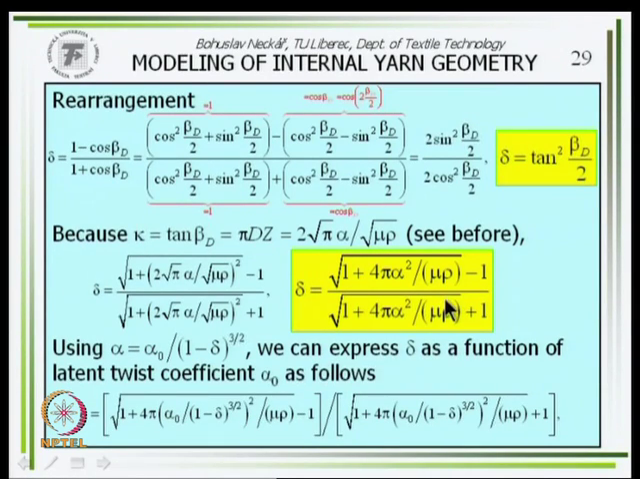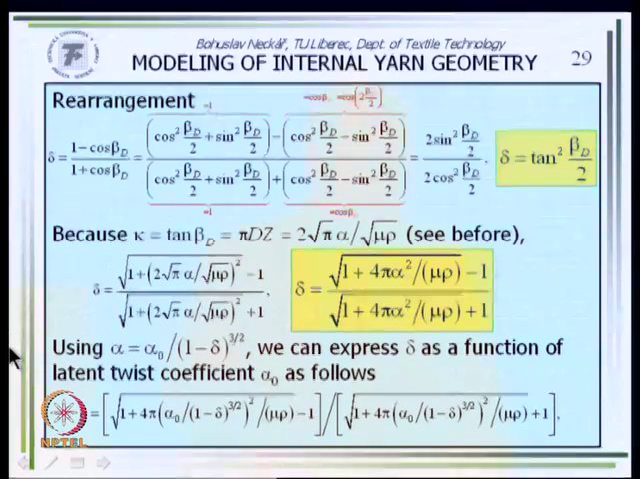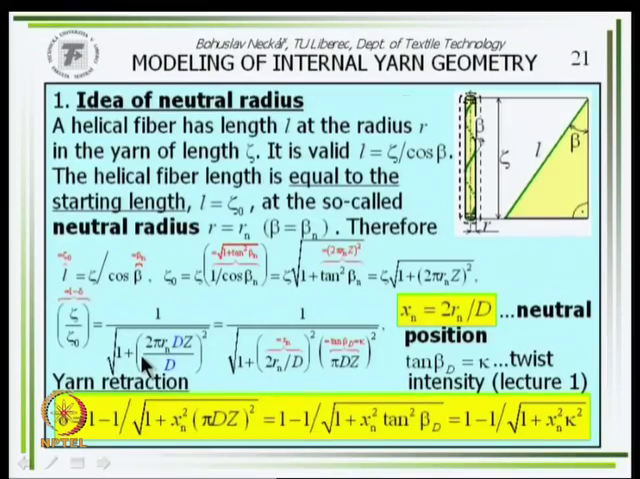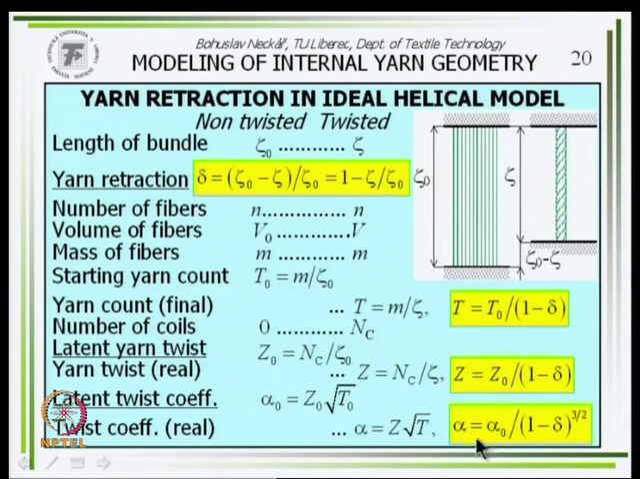More interesting will be to express the yarn retraction as a function of the latent twist coefficient related to starting lengths, where Z, twist, and the count are related to starting values. Let's remember it. We know, or it was shown a lot of pages back, that alpha is alpha 0 by 1 minus delta to the power 3 by 2, 1.5.